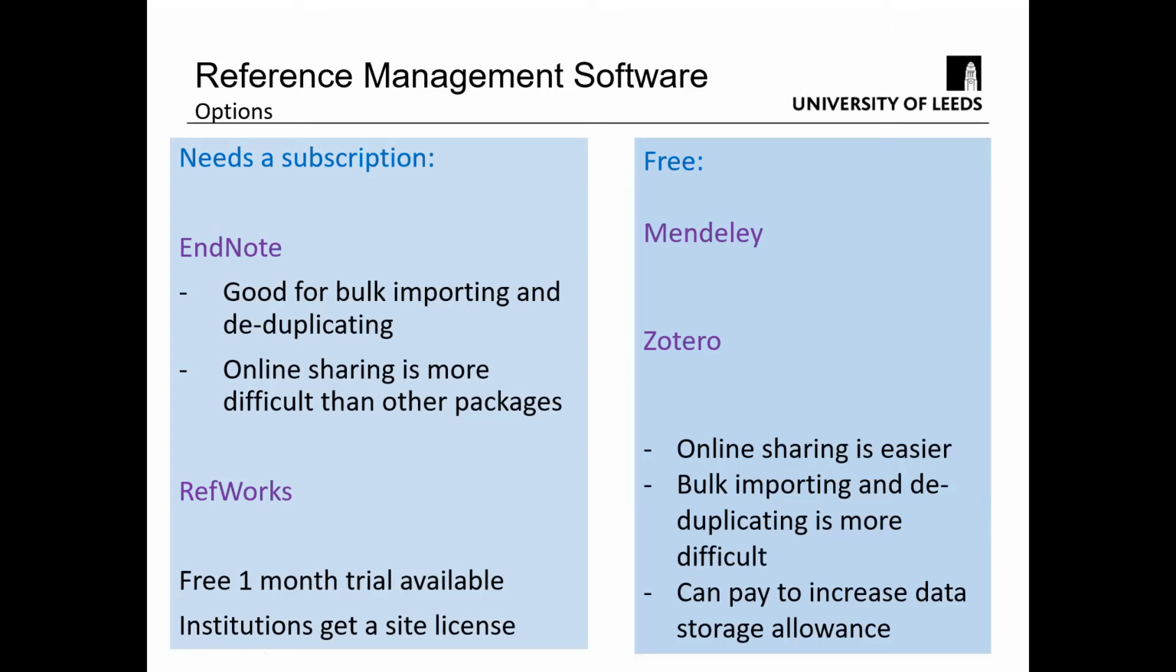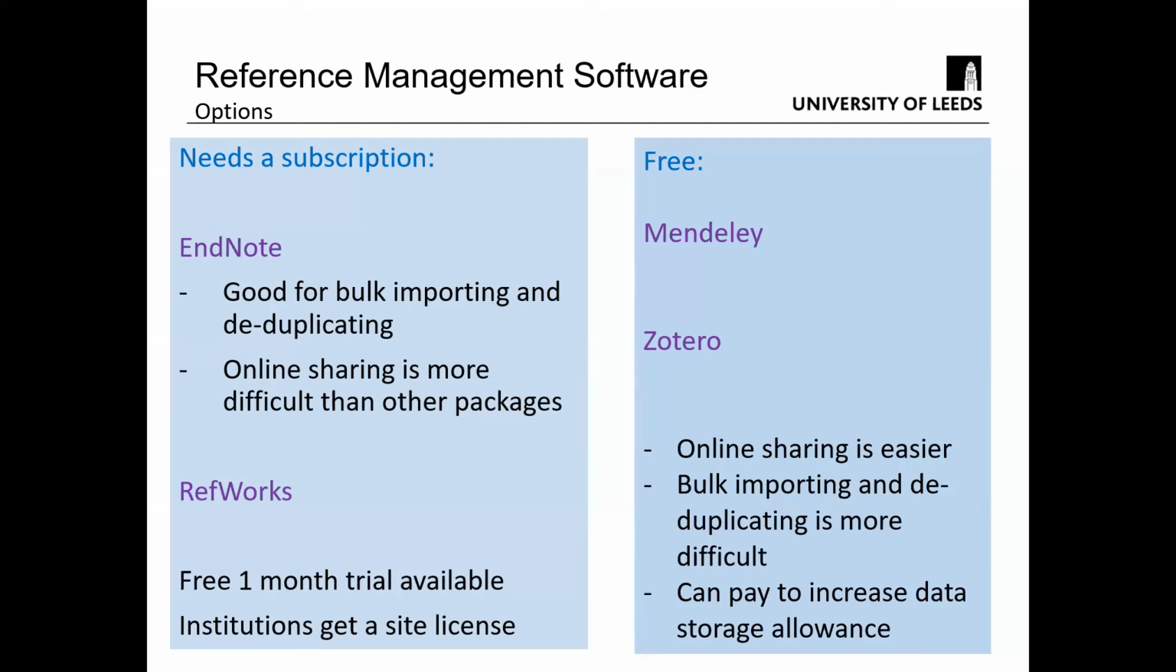So Mendeley and Zotero are completely free. However, there's a limit on the number of PDFs and things you can store there. So at some point you may want to pay to increase your data storage on that. But Mendeley and Zotero were really set up for online sharing of PDFs and grabbing PDFs and references off web pages. So they are better in some instances. And obviously they're free, so that's useful.